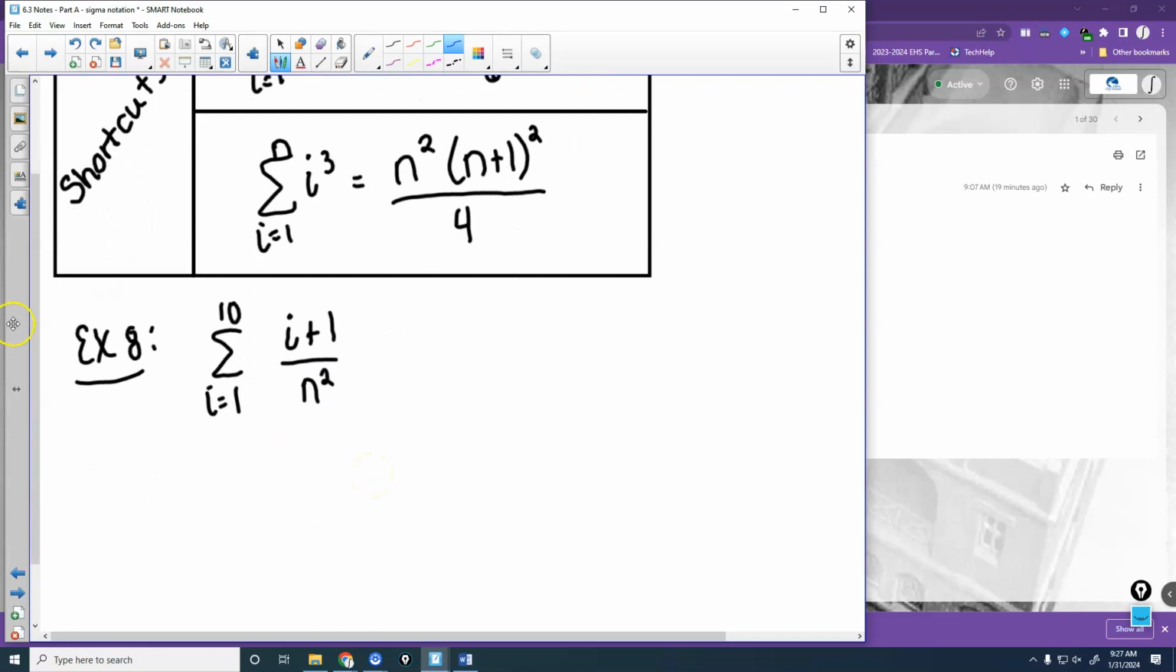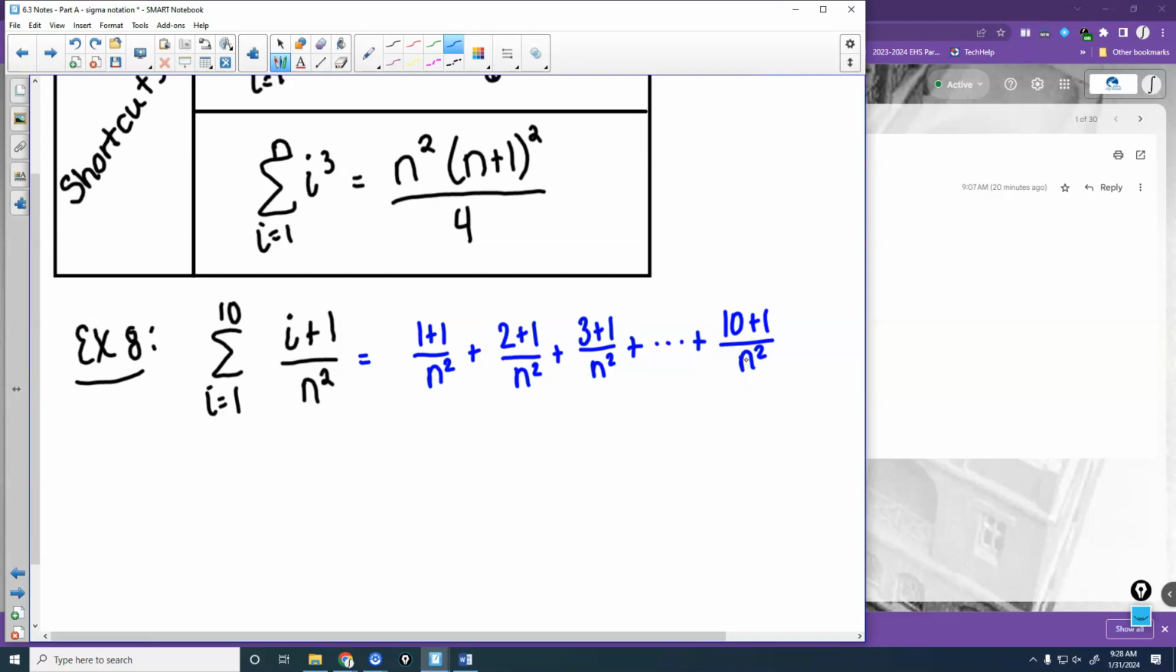So the problem that we did earlier, we went from 1 to n. We had an n left in our answer. One option for this, I'm going to start it, I'm not going to finish it, is I could just do 1 plus 1 over n squared plus 2 plus 1 over n squared plus 3 plus 1 over n squared dot dot dot plus 10 plus 1 over n squared. That is an option. You can certainly do it this way.